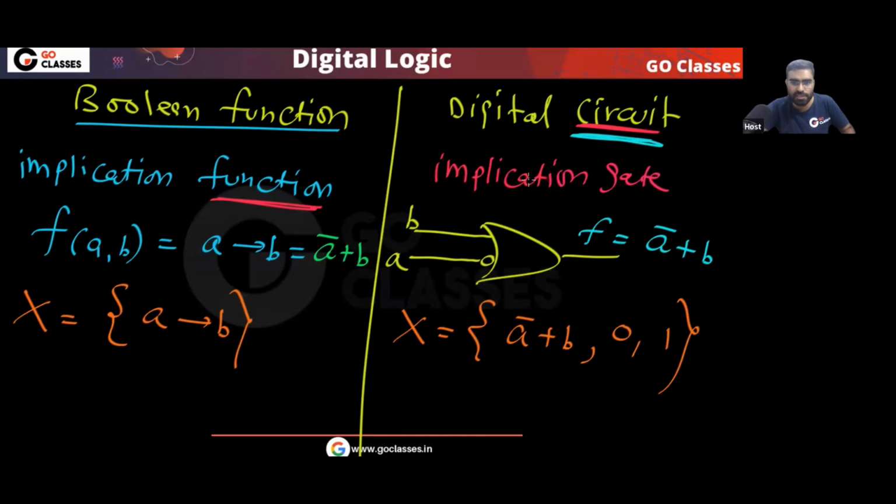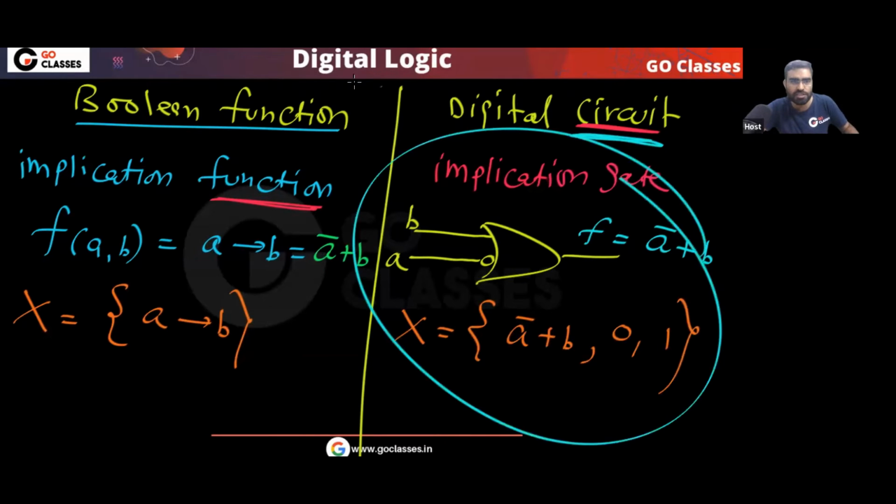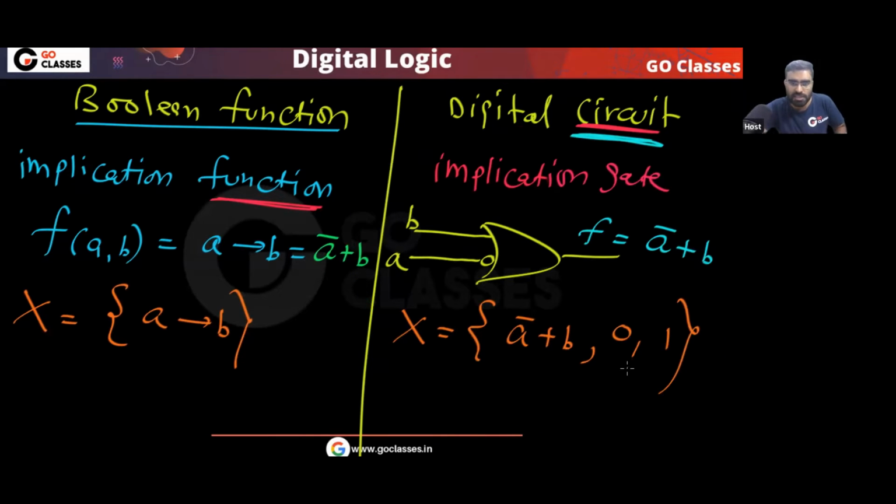So when you are discussing digital circuits, 0, 1 signals are by default available to us. But here, these are not by default available. Now you can easily notice this is not functionally complete. Okay, this is not functionally complete, but this is functionally complete.